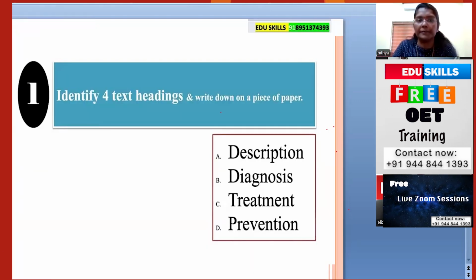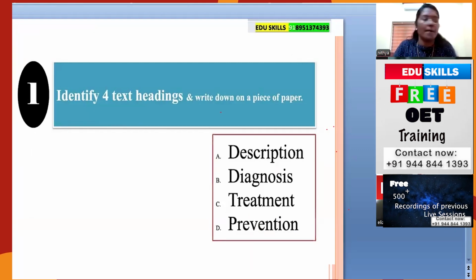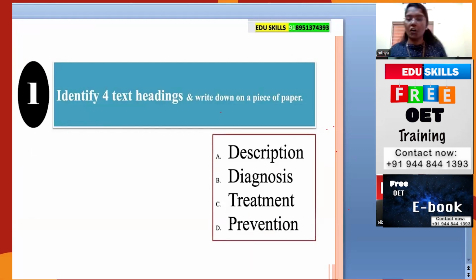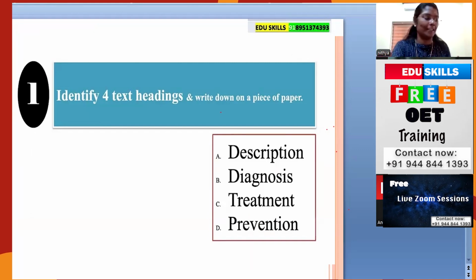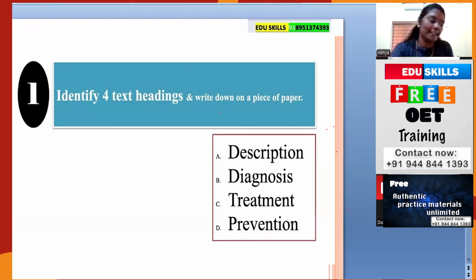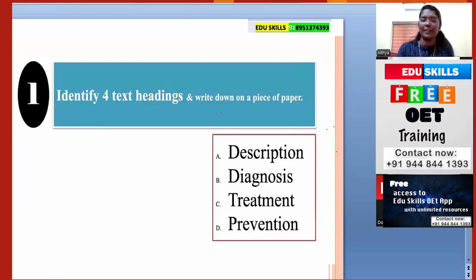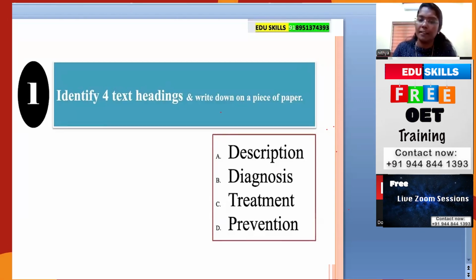Text A heading: definition, description. Definition and then description. B: diagnosis, symptoms. Then the name of the text C: treatment. Text D: prevention. Okay, I hope all of you understood and got these text headings.